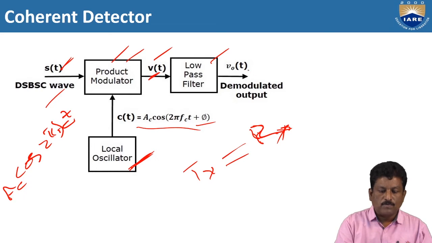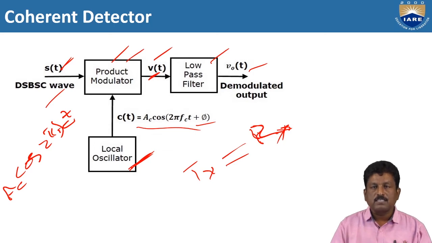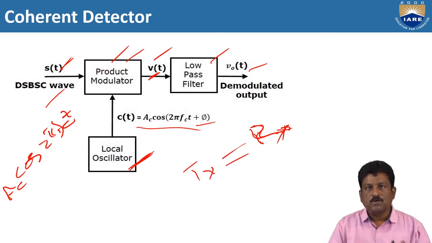Finally, the output of the low pass filter is given by V naught of t, which is our demodulated wave, which is our original modulating signal m of t. So that is m of t we are getting. So this is the function of the blocks available in the coherent detector.